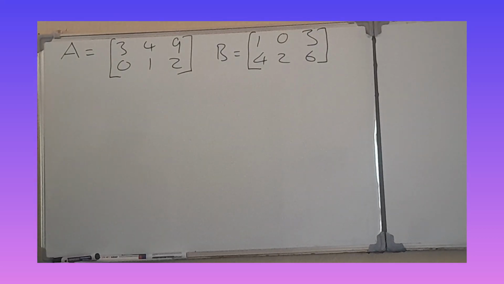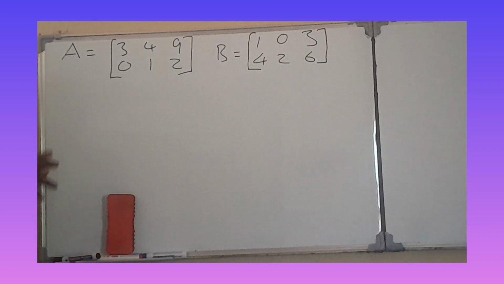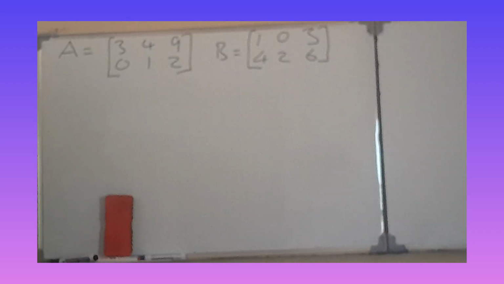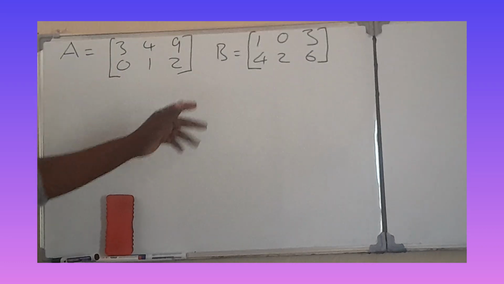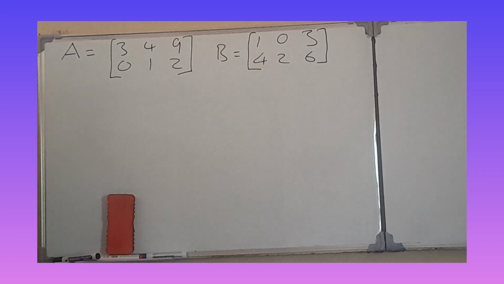Here in this video we want to deal with the scalar multiplication and addition of matrices. Now I do have two matrices here, matrix A and matrix B. What size are matrix A and matrix B? A is 2 by 3, B is 2 by 3. In other words, 2 rows and 3 columns.